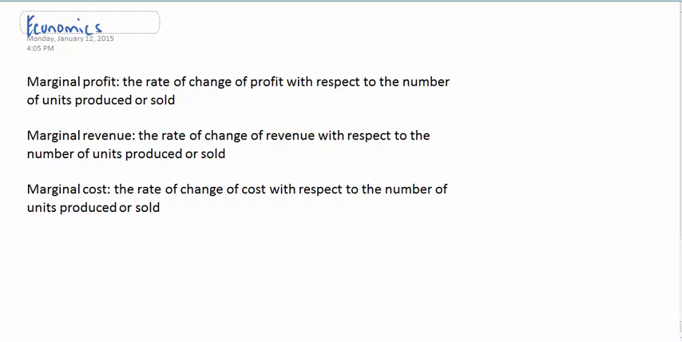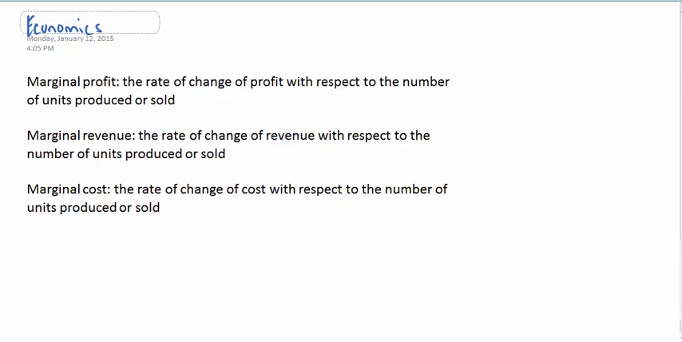Welcome back. We're going to look at another application of calculus, this time involving economics. So first let's discuss some terminology that we need for economic study. We have marginal profit, marginal revenue, and marginal cost. Each of these are the rate of change of their respective thing.